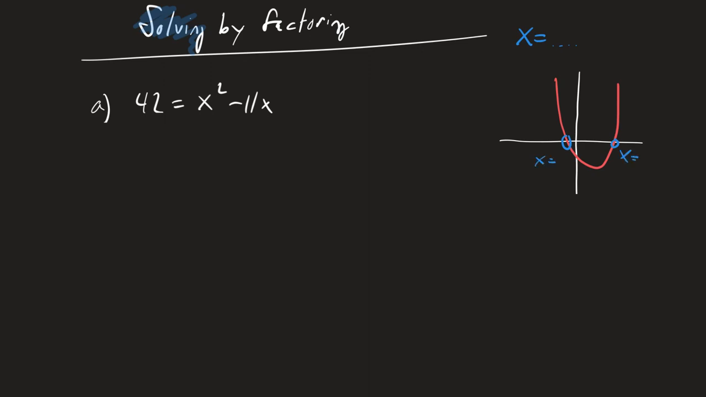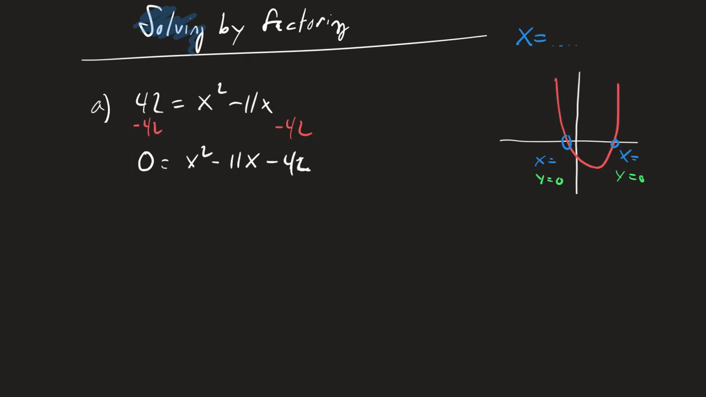What we know about x-intercepts is that the y value is always 0. So when we go to solve a quadratic, we want it to be equal to 0. It's always the place to start. Does the equation equal 0? You see in this case it doesn't. So our first step is to set one side to 0. I'm going to move the 42 to the other side by subtracting it. So 0 equals x squared minus 11x minus 42.